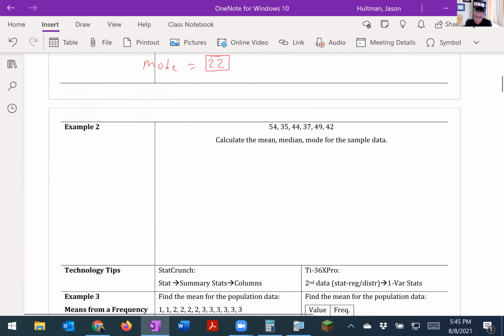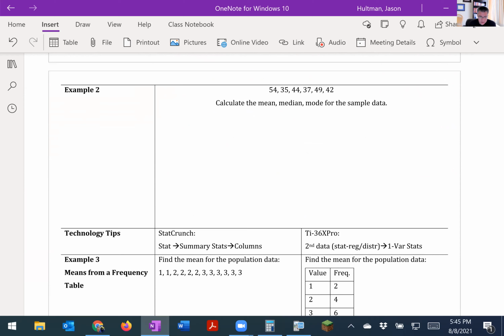Let's flip the page and move to the next example. Calculate the mean, median, mode for this data sample. Again, I probably want to put these in order right away. So let me order this from least to greatest: 35, 37, 42, 44, 49, and 54. I'm going to put it in order, and then I'm going to find the mean.